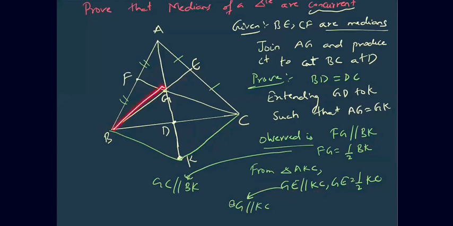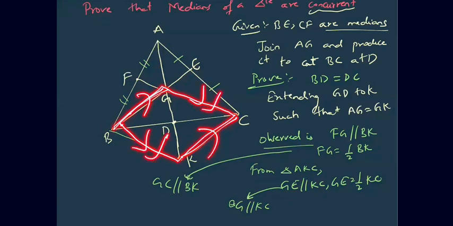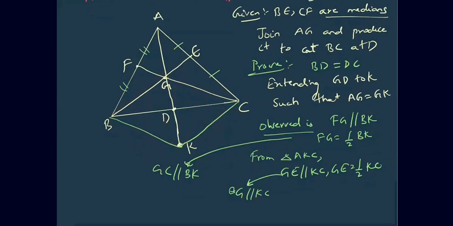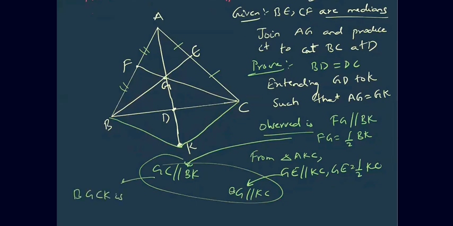So now if you see this quadrilateral BGCK, we have proved that BG and KC are parallel, and we have proved that GC and BK are parallel. So if both pairs of opposite sides are parallel, then this quadrilateral is a parallelogram, right? So from these two things, I can say that BGCK is a parallelogram. Okay. Now since BGCK is a parallelogram, this implies that diagonals bisect each other, right?